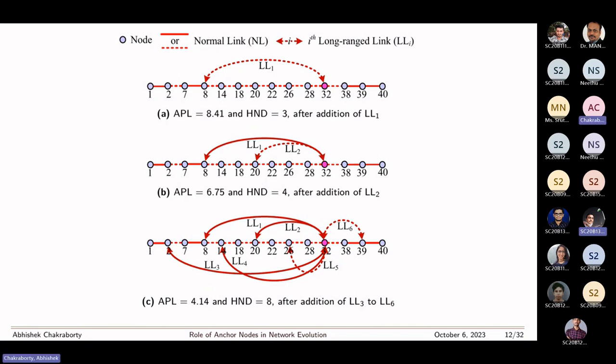The thing is that after 6 long link additions, whatever APL value we got here, the APL value was more than 4.14 when 8 becomes the first anchor.